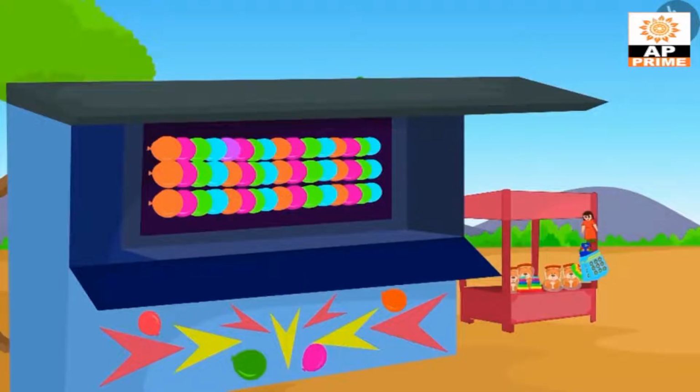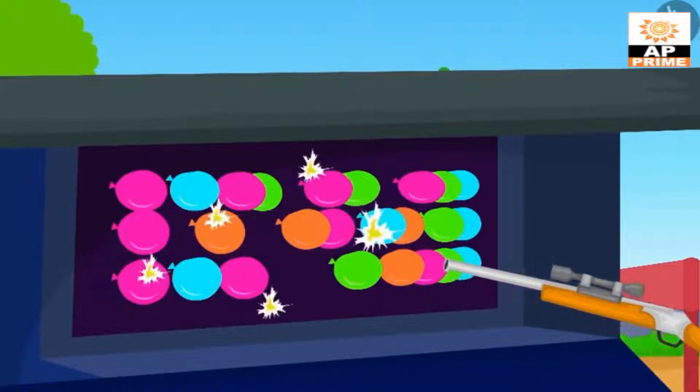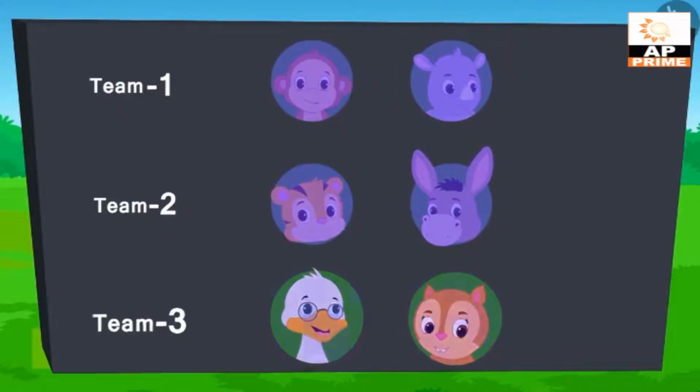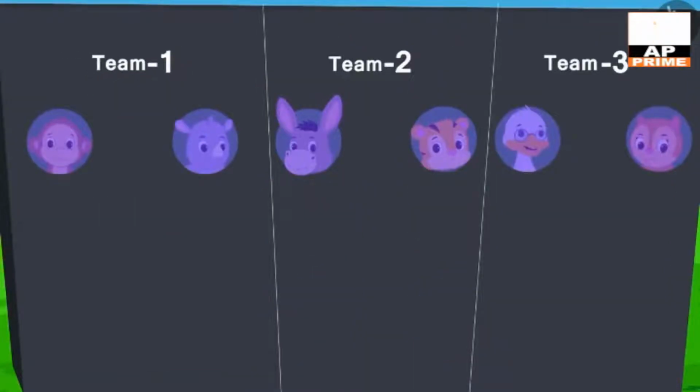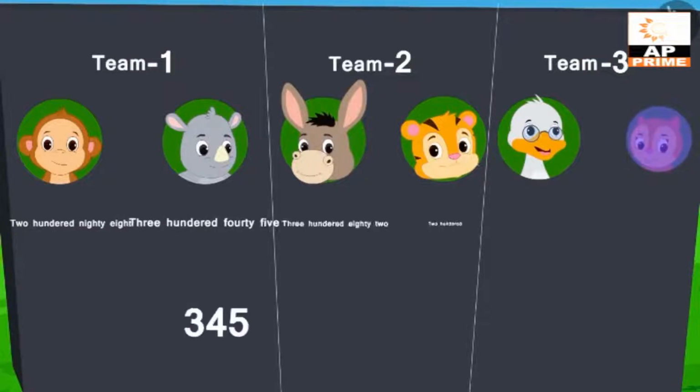The next competition is bursting the balloons. In this game, whichever team bursts the maximum number of balloons wins. Each team will get 2 attempts. Team 1 and Team 2 have played both their attempts. From Team 3, Badbole Uncle has used his turn. Only Chanda's turn is left. The score so far is like this.